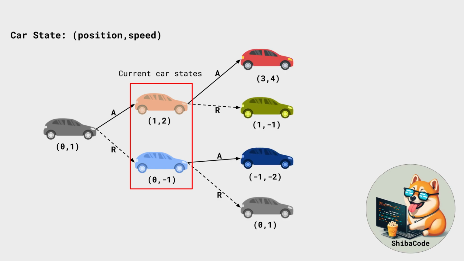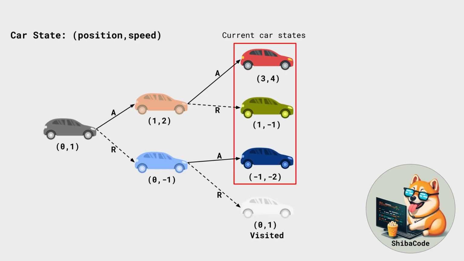We then update each car state in the current states again with the 2 options. However, in the next step, we can see that one of the new states is the initial car state which we've visited before. Therefore, we will remove it from the current car states. We repeat this process, updating the current car states with the 2 options available to us and checking if they have been previously visited until one of the current car states has reached the goal.